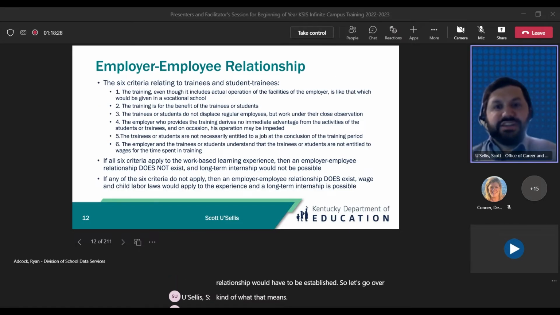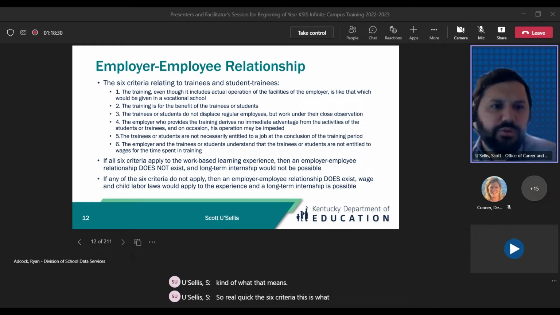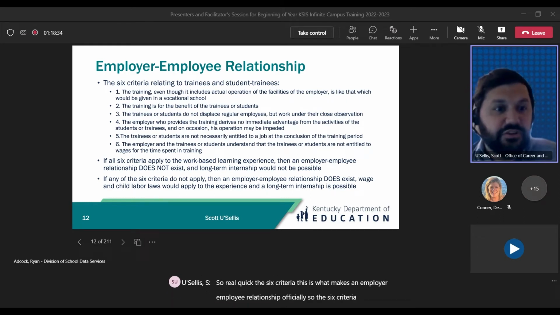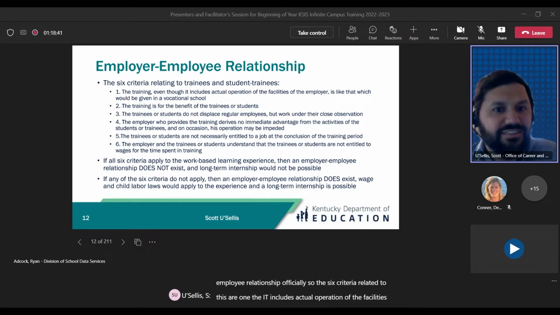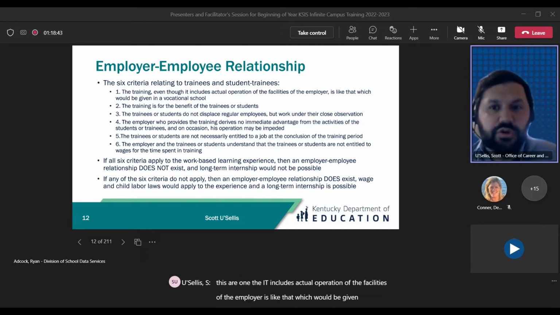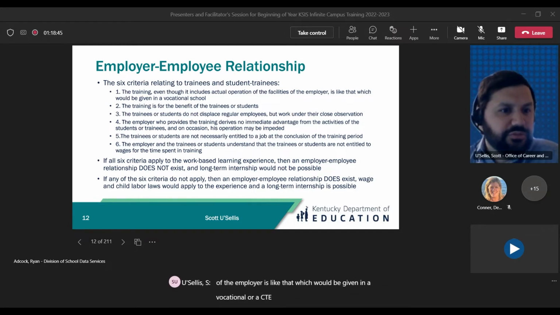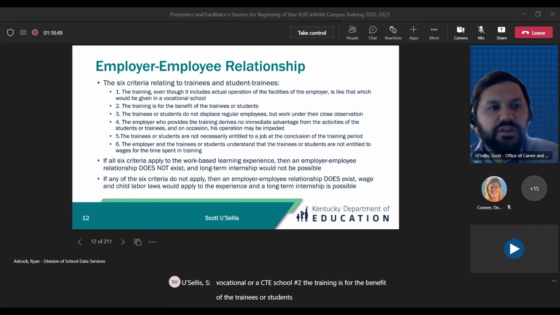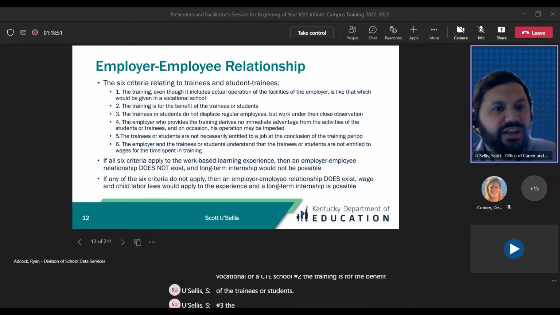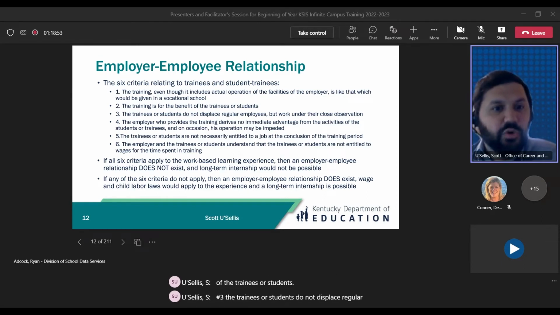So real quick, the six criteria. This is what officially makes an employer-employee relationship. The six criteria related to this are: one, it includes actual operation of the facilities of the employer, like that which would be given in a vocational or CTE school. Number two, the training is for the benefit of the trainees or students. Number three, the trainees or students do not displace regular employees, but work under their close supervision.